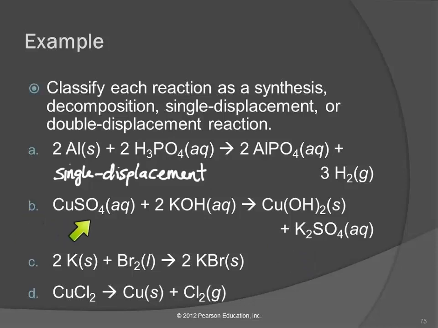Here copper is with sulfate, and now copper is with hydroxide. Potassium came with hydroxide, but he's leaving with sulfate. So both have switched partners. This is a double displacement.